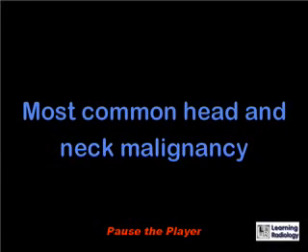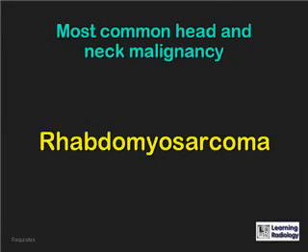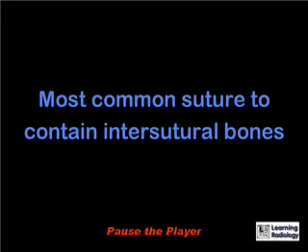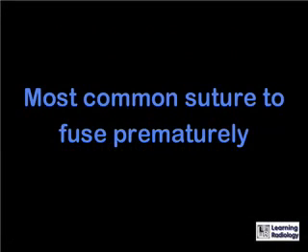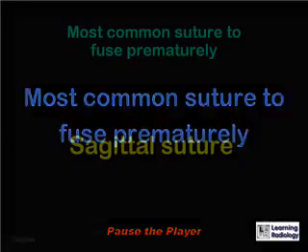What is the most common head and neck malignancy? A rhabdomyosarcoma. What is the most common suture to contain intersutural bones, Wormian bones? The lambdoid suture. What is the most common suture to fuse prematurely? The sagittal suture.